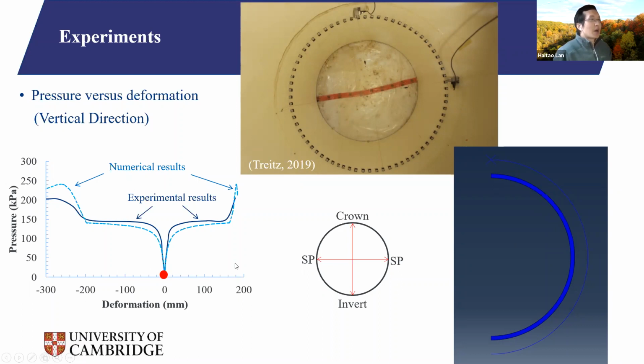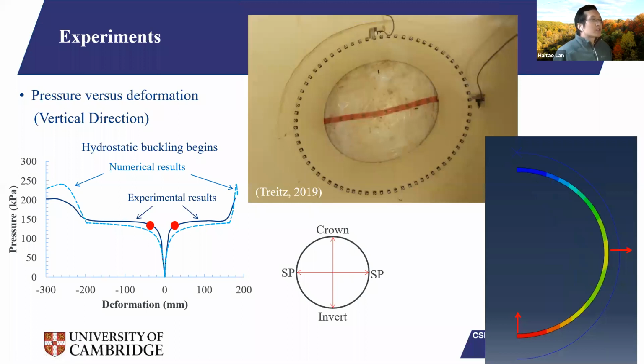Nothing happens. The pipe is still in good shape, and there's no deformation. After we pump the water into the bladder, we reach the first changing point, and we can see a bit of deformation from spring line to spring line and crown to the invert. When we reach this first changing point, we call it the start of hydrostatic buckling. So you can see there's a little shape change of the pipe.